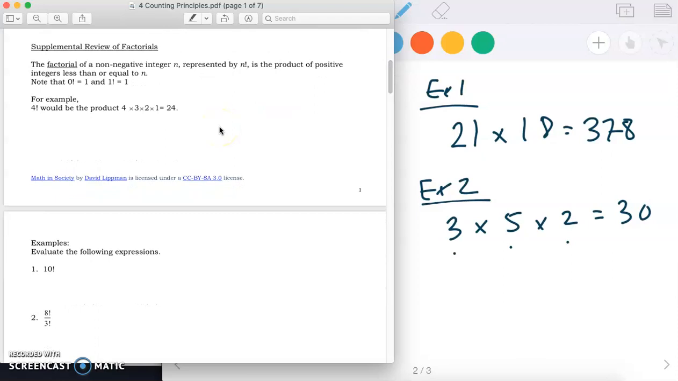All right, so here we have a little supplemental review of factorials. The factorial of a non-negative integer, n, represented by n with an exclamation point, is the product of positive integers less than or equal to n. Note that 0 factorial equals 1 and 1 factorial equals 1. Remember, we always have special rules when it comes to 0 and 1. For example, 4 factorial would be the product 4 times 3 times 2 times 1, and that equals 24.